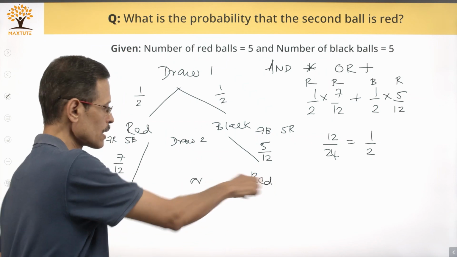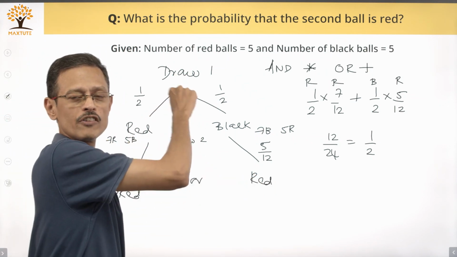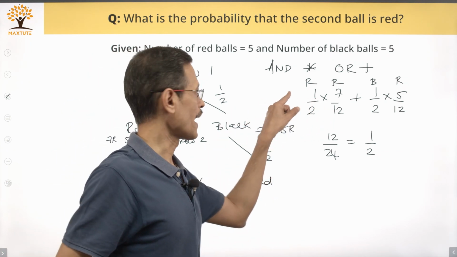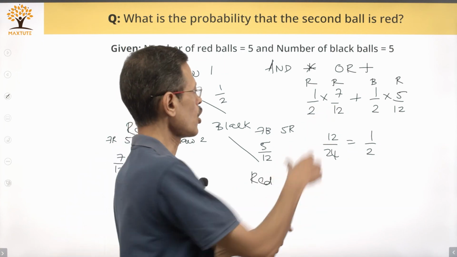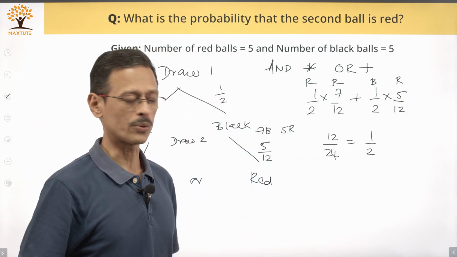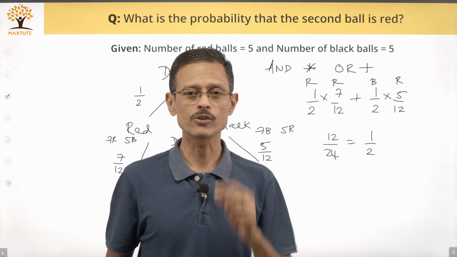So the second ball being a red could have been when the first is a red and the second is a red, or the first is a black and the second is a red. Whenever you say and, first is a red and the second is a red, or first is a red and the second is a black, use this and or to work for you. The final answer is 1 by 2. Obviously, this is getting the answer. This is not the way you're going to get marks.